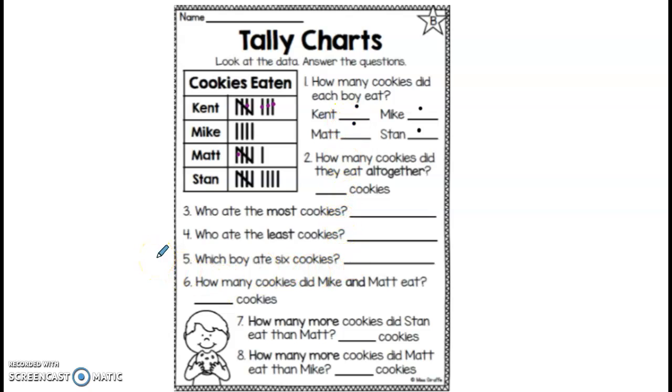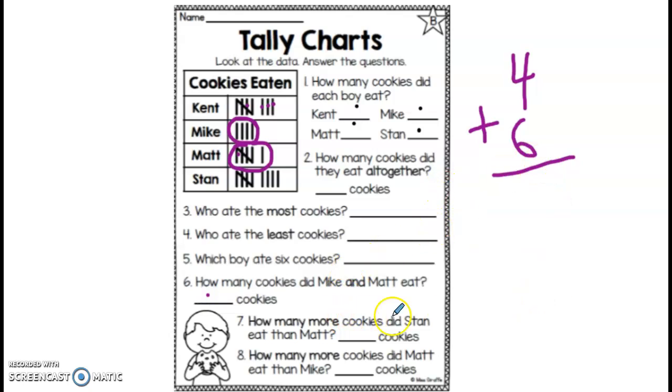Number 6 says, how many cookies did Mike and Matt eat? And then it has blank cookies. So you're going to have to look at Mike's number and then Matt's number. And they want to know how many did they eat all together. So you'll have to add them together. You could do 4 plus 6. And then whatever you get, you're going to write here.